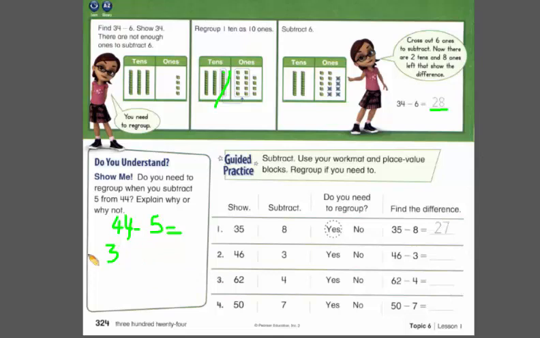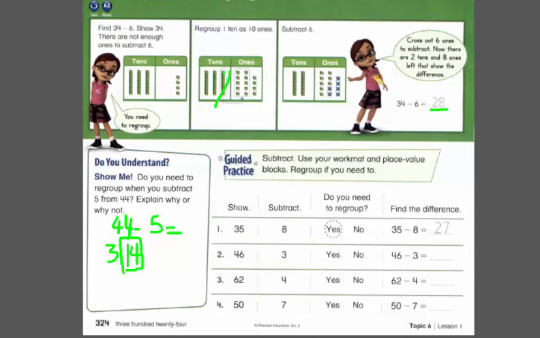Here, I take away 1 ten. I regroup 1 ten for 10 ones. So now I have 14 in the ones. If you draw, you will have 14, and you will have 3 rods of tens here. 14 minus 5 equals 9. And then you have 3. So 44 minus 5 equals, yes, you are right, 39. Clear? Okay?